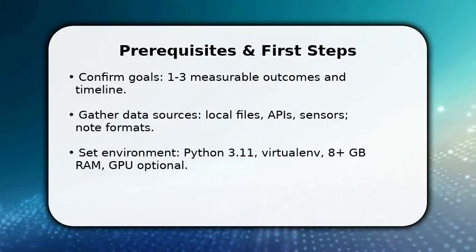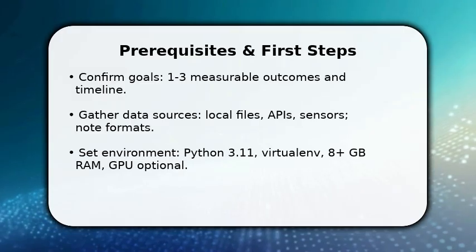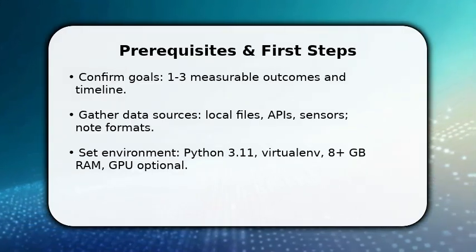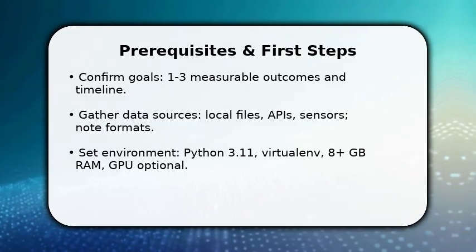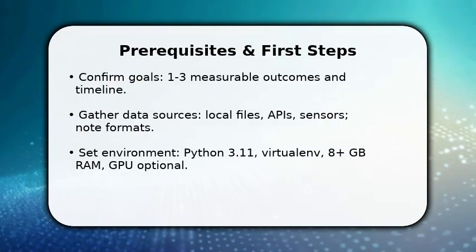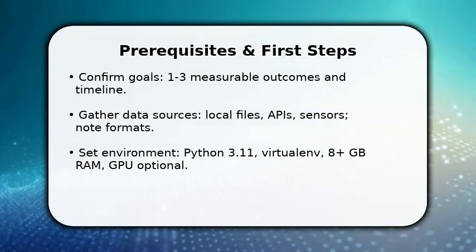You start by locking goals and preparing resources. First, state 1 to 3 measurable outcomes so you know what success looks like. This drives every decision. Once done, assemble your data sources, local files, APIs, sensors, and note formats and access keys.